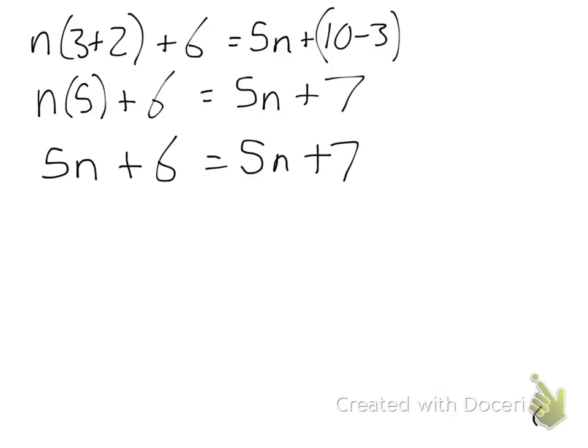Now, to officially solve this, I need to get the variables on the same side, numbers on the other. But 5n plus 6 is equal to 5n plus 7? Does it matter what I put over n? 5 times n is the same thing as 5 times n, right? So, if you think about it, if I'm going to take the same thing on both sides and add a 6 or a 7 to it, will I ever get the same number? No. There's actually no solution to this.